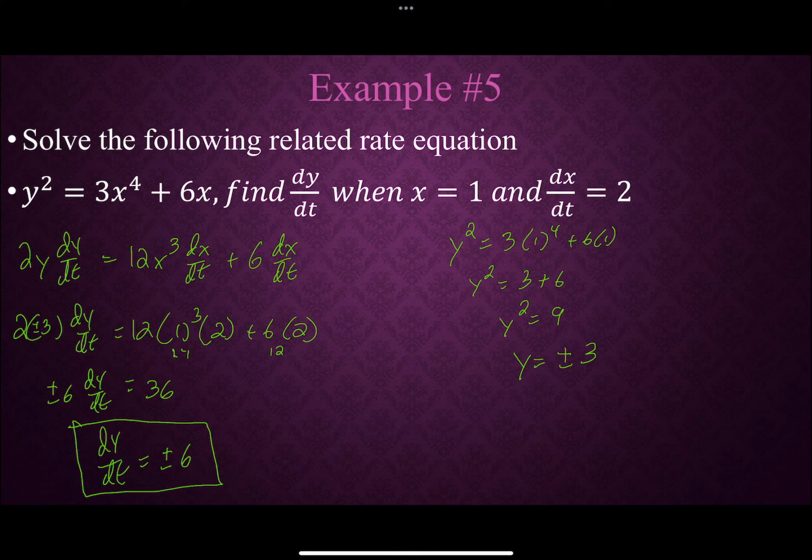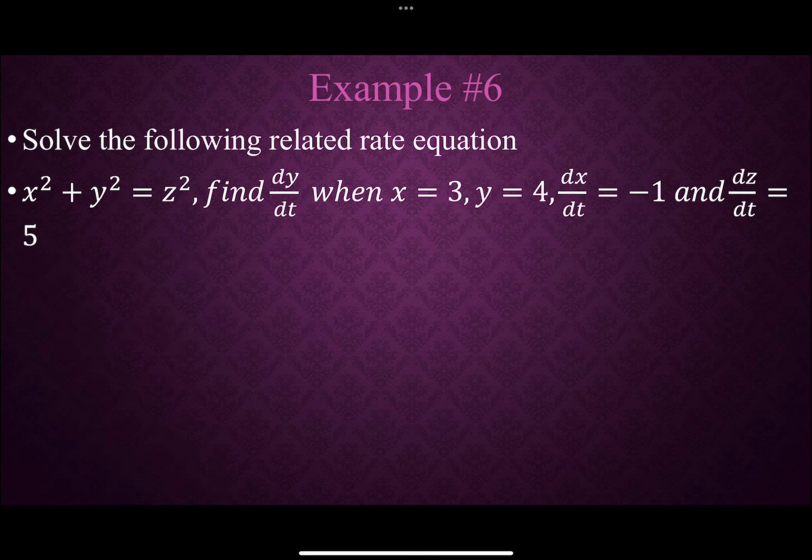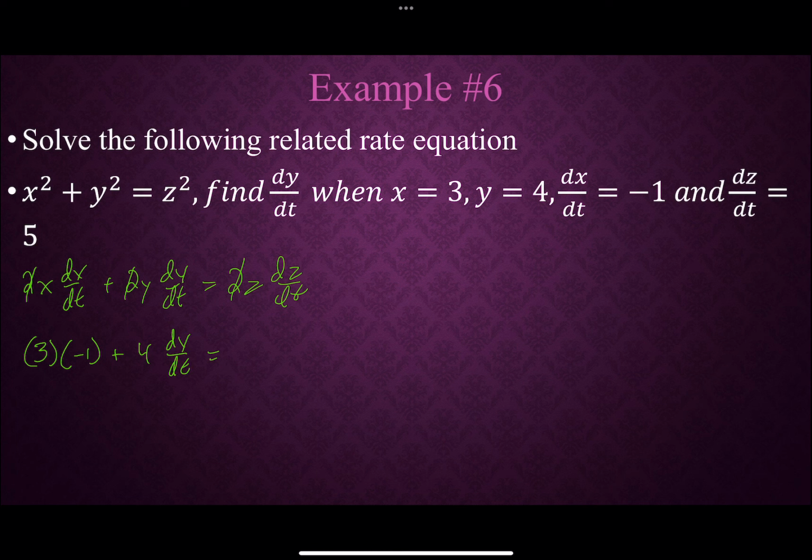All right, so we're taking derivatives with respect to t. We have another one here: x squared plus y squared equals z squared, so this looks like a Pythagorean theorem setup. They want to again find dy/dt, so we go ahead and get 2x dx/dt plus 2y dy/dt equals 2z dz/dt. Now you'll notice every term has a 2, so we can cross out all those 2's. Filling in, they give us x is 3 and dx/dt is negative 1. They give us y is 4 and we want dy/dt. And they don't tell us z, but they tell us dz/dt is 5.